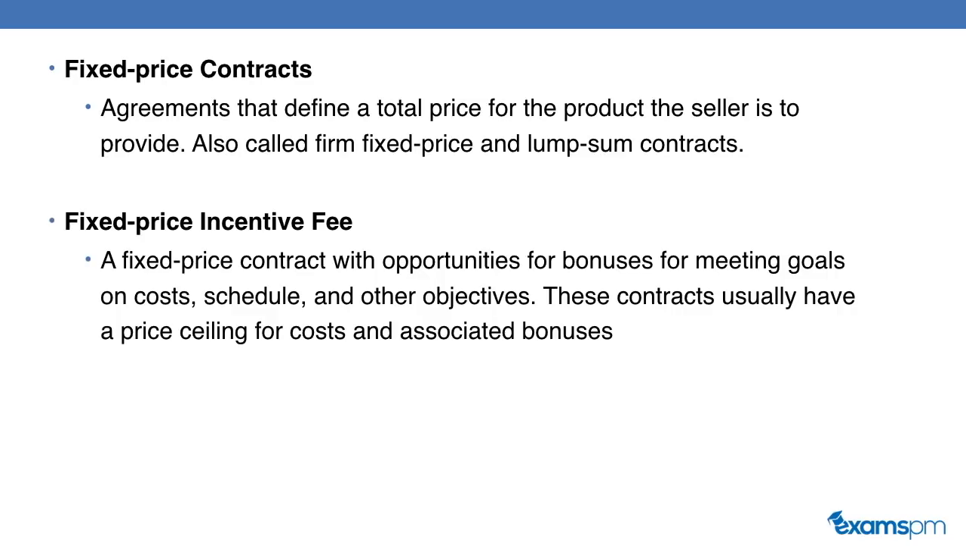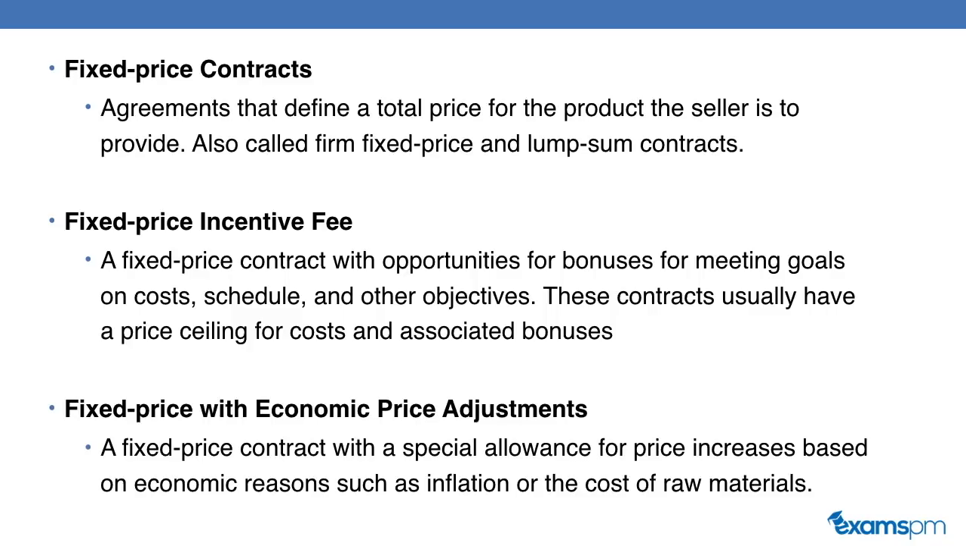Fixed price plus incentive fee contracts. A fixed price contract with opportunities for bonuses for meeting goals on cost, schedule, or other objectives. These contracts usually have a price ceiling for cost and associated bonuses. Fixed price with economic price adjustment contracts. This type of contract allows for prices to increase based on economic reasons such as inflation or cost of raw materials. It's usually used for longer-term fixed price contracts where the cost of the raw materials cannot be predicted today. For example, the cost of oil.